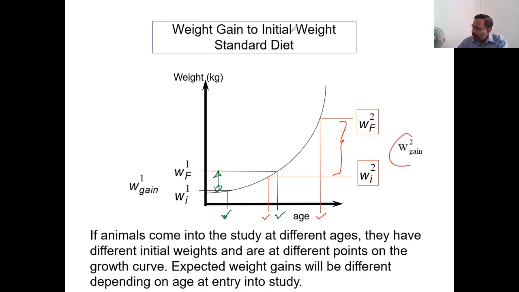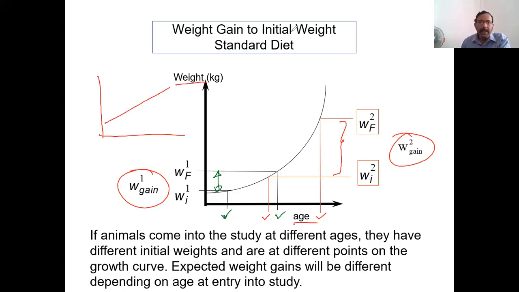Can we compare the weight gain of the second animal and the weight gain of the first animal? Will it be logical? It is not logical. Why? For example, if we have a graph of weight with age like this, then it is logical. Because here, one animal comes in at an initial weight, and their final weight is this, right? So this is the weight gain, no problem.